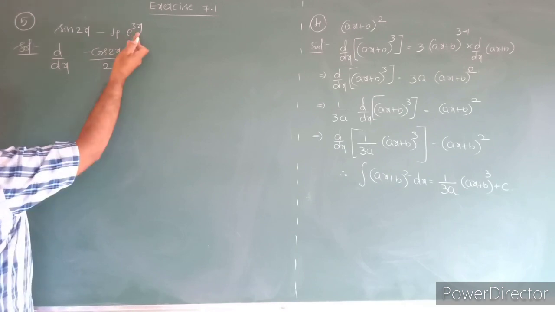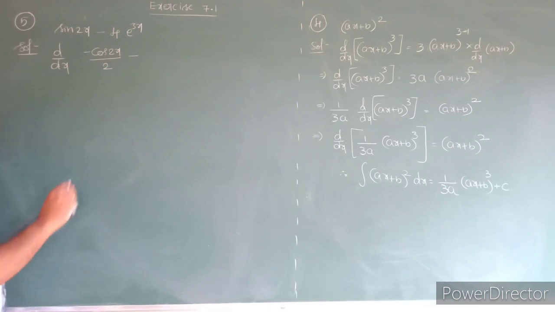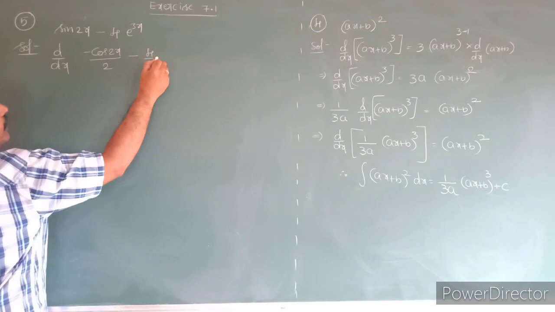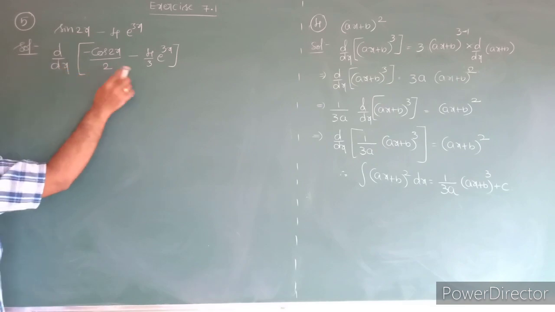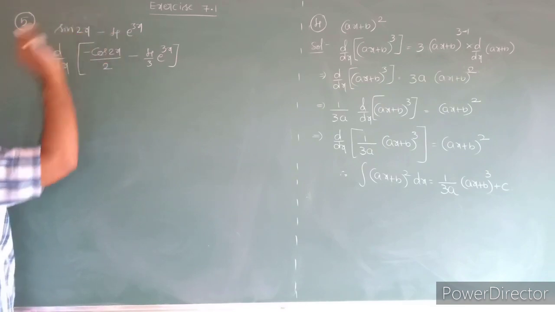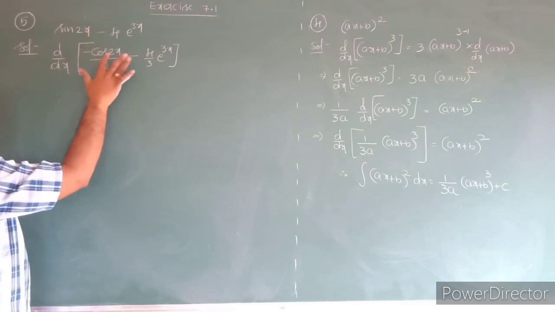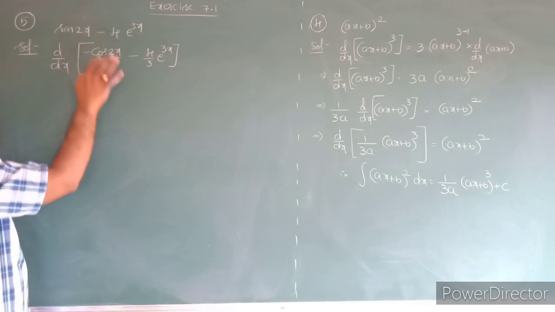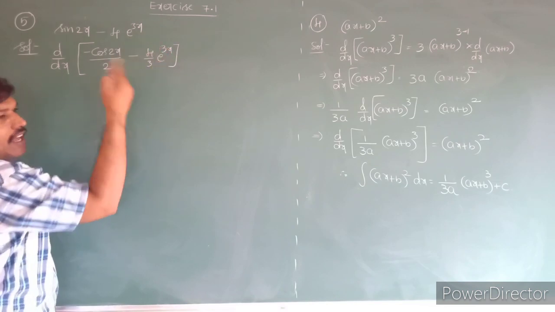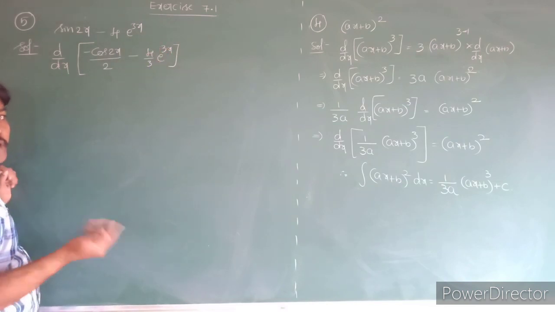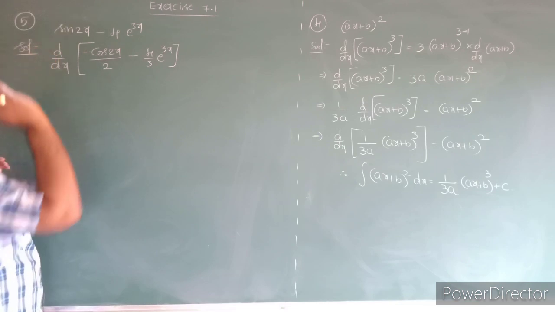Minus, as we just completed in question number 3, e power ax by a. That means we will take 4 by 3 into e power 3x. Here we are taking the integration of this function directly. Sin 2x integration is minus cos 2x by 2, already I know that, so I am taking the function directly. E power 3x integration is e power 3x by 3, already I know that. But here we have to inspect the condition: if you differentiate the function, you will get this function or not, that you have to check.